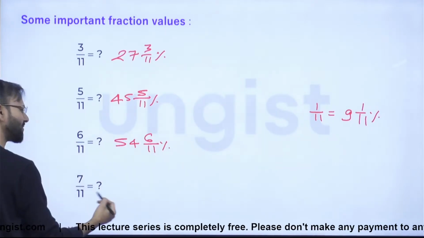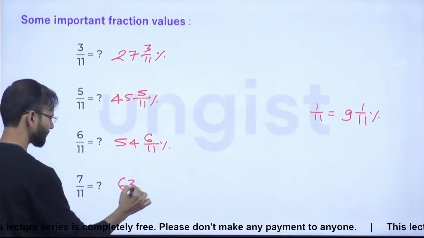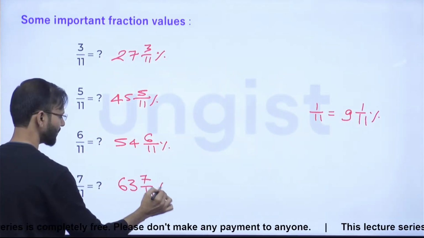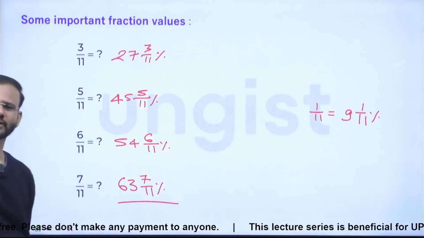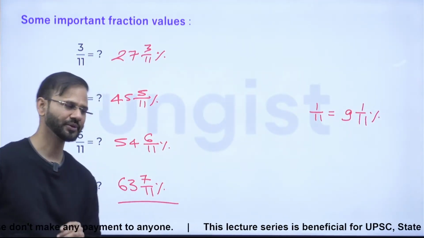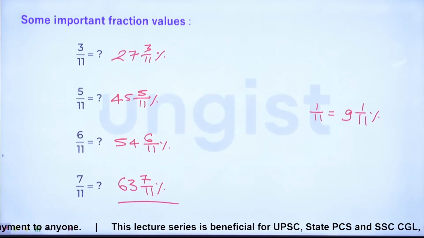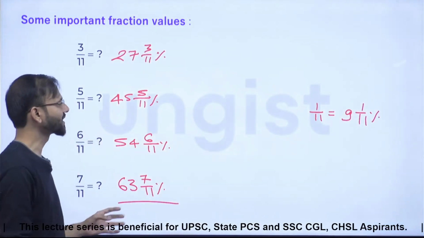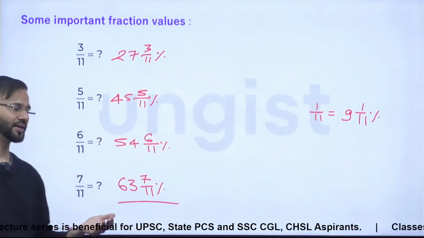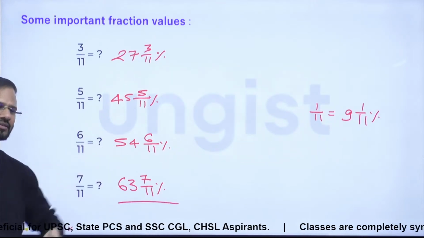After that, 7 by 11, guys. Yeah. 63. 7 by 11. Right? So you should know only the base value. Rest everything will fall in place. Right? That's it. Okay? All right. And here, I have intentionally taken those values which are frequently used. For example, 1 by 11, 1 by 9, 1 by 5, 1 by 6. Right?